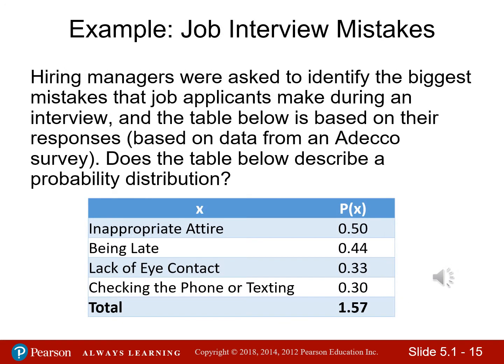Let's consider another example. In this example, hiring managers were asked to identify the biggest mistakes that job applicants can make during an interview, and the table below is based on their responses. Does the table below describe a probability distribution?